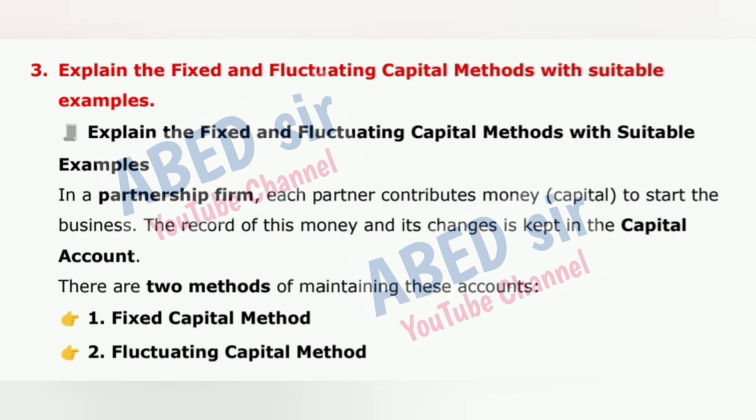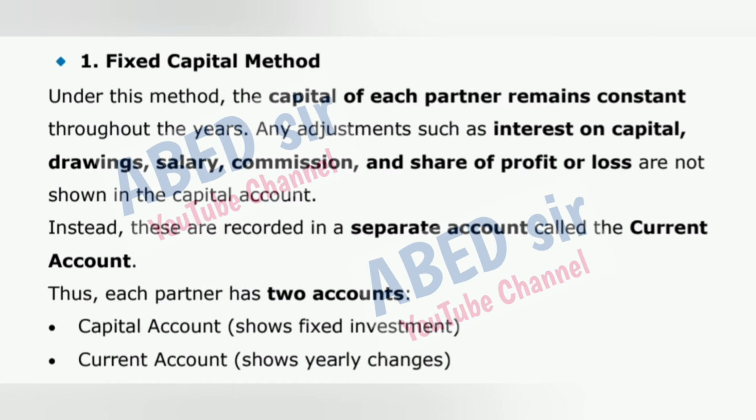Explain the fixed and fluctuating capital methods with suitable examples. In a partnership firm, each partner contributes money, capital, to start the business. The record of this money and its changes is kept in the capital account. There are two methods of maintaining these accounts. 1. Fixed capital method. 2. Fluctuating capital method.